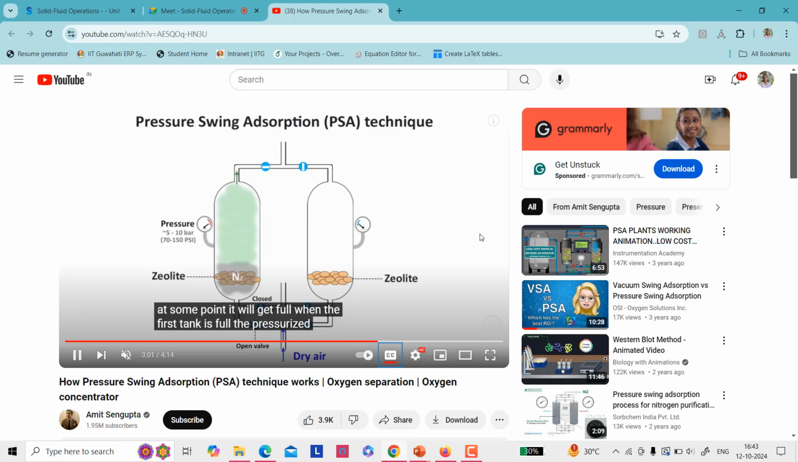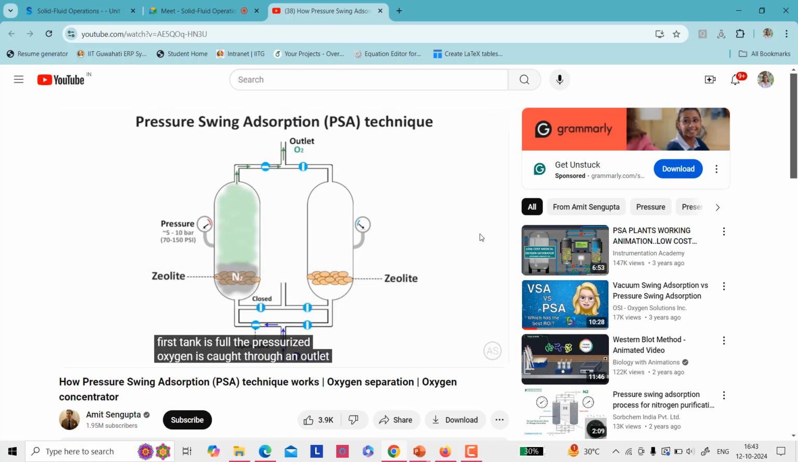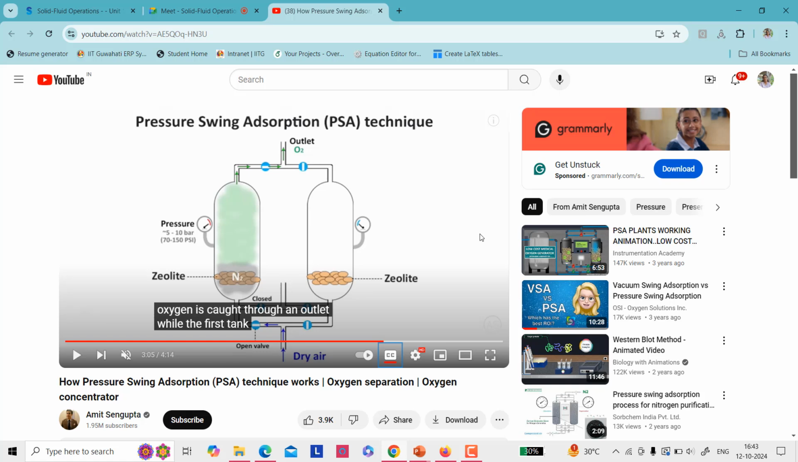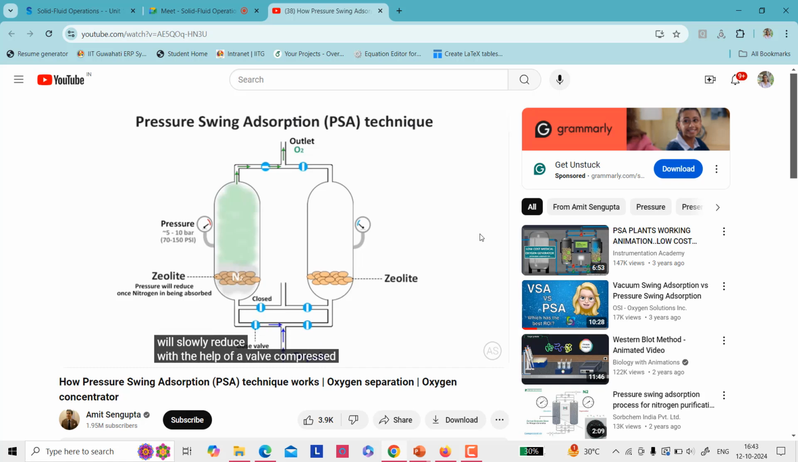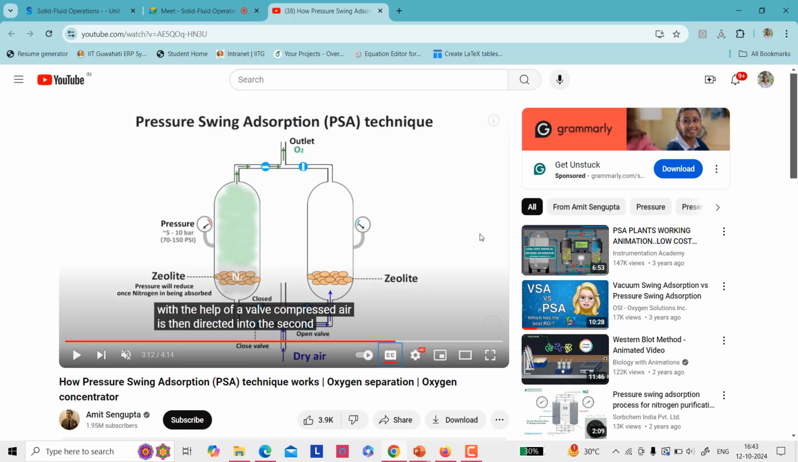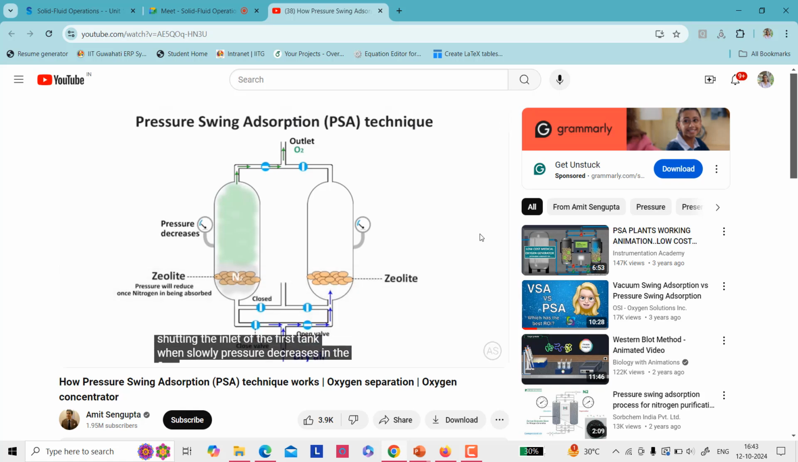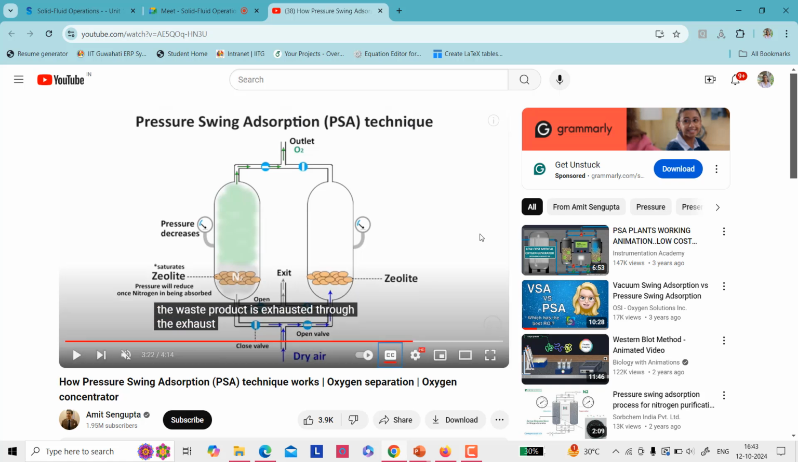While the first tank is removing nitrogen, the pressure in the first tank will slowly reduce with the help of a valve. Compressed air is then directed into the second tank by shutting the inlet of the first tank, as pressure slowly decreases in the first vessel and the zeolite becomes saturated with nitrogen. The waste product is exhausted through the exhaust system. Simultaneously, pressure in the second vessel slowly builds up due to the incoming compressed air. Even in the second tank, nitrogen will settle down due to the presence of zeolite.